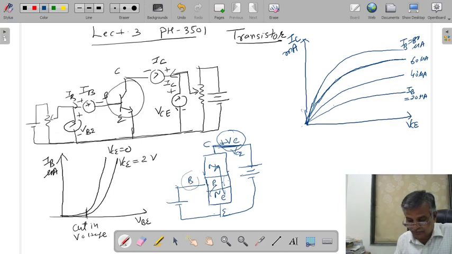As you increase this base current, the forward bias voltage increases. As the forward bias voltage increases, more electrons will be free from the emitter. This voltage increases to increase the base current. As the base current increases, it means you have to increase VBE. As VBE increases, the forward bias voltage between these two increases.